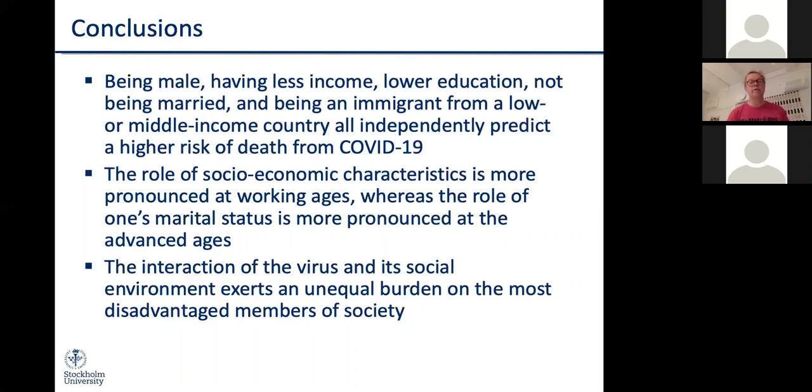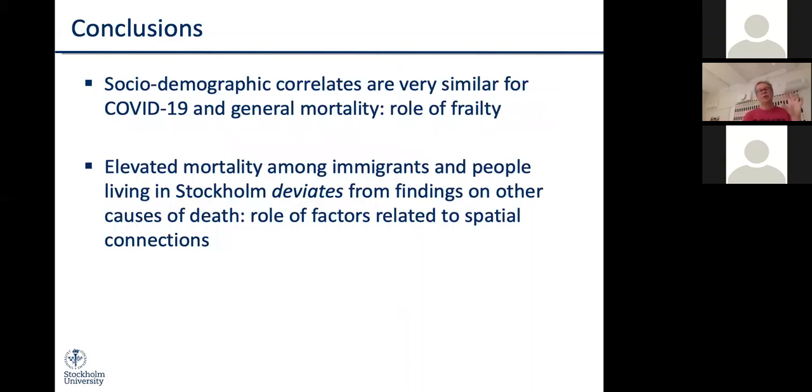And in our follow-up studies, we could also see that the role of socioeconomic characteristics is much more pronounced at working ages, whereas it is the marital status and the family situation that matter most at the advanced stages, for the elderly. And then the interaction of the virus and the social environment exerts an unequal burden, where the most disadvantaged members of society are at higher risk of dying even more than in a normal situation. And also these 2 different patterns of covariates.